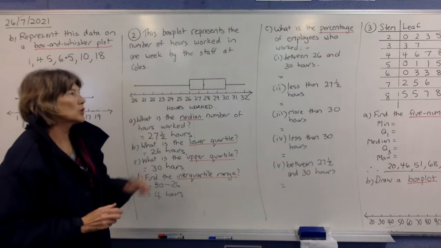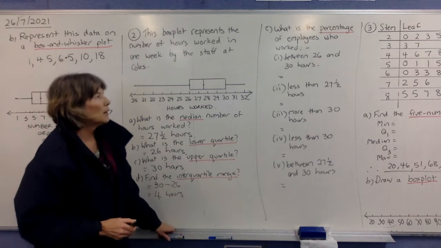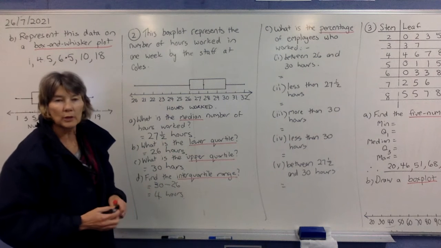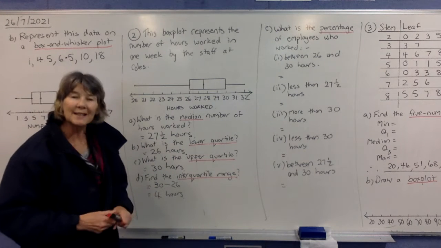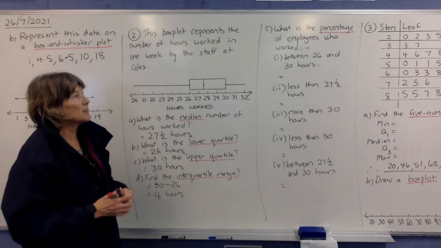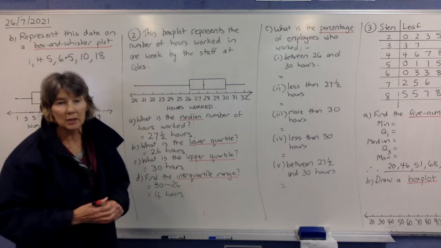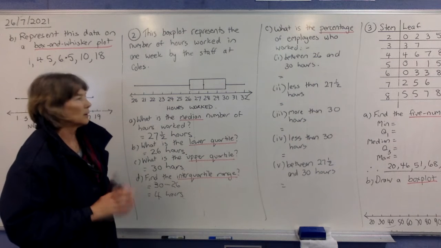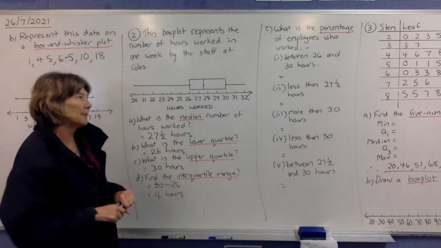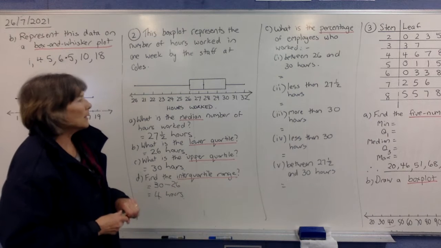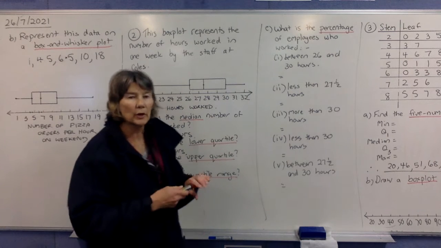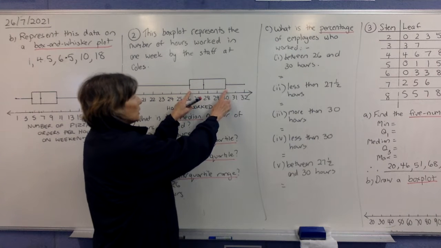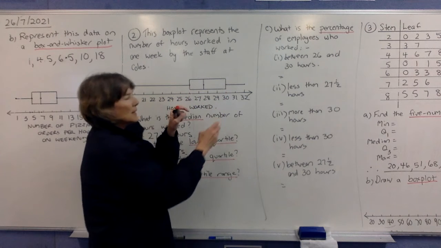And now we get questions like these ones over here, which say, what is the percentage of employees who worked? And then there's a whole bunch of questions. Now this question did say, I've just changed it a bit, but it did say estimate the percentage. And you might be looking at it when you see these answers going, why would they say that? And I'll explain the estimate part in a minute. All right, so we're looking at between 26 and 30 hours. So on your box plot here, between 26 and 30 hours are these two ends here.